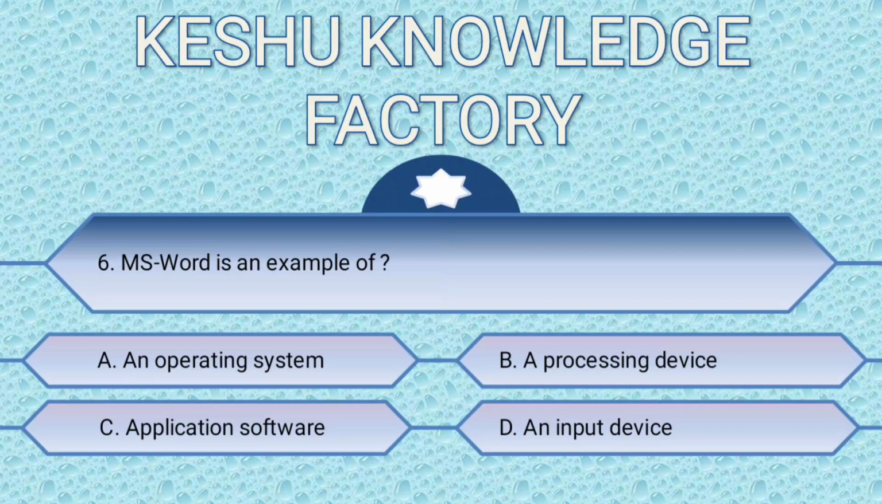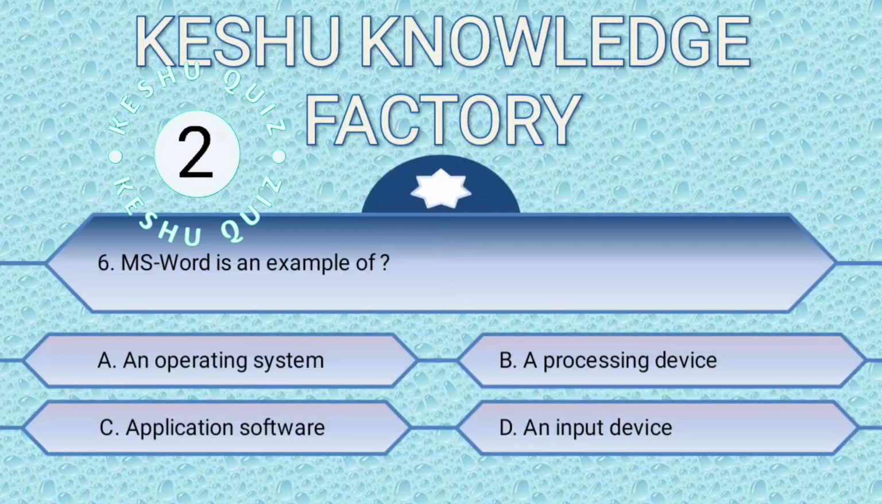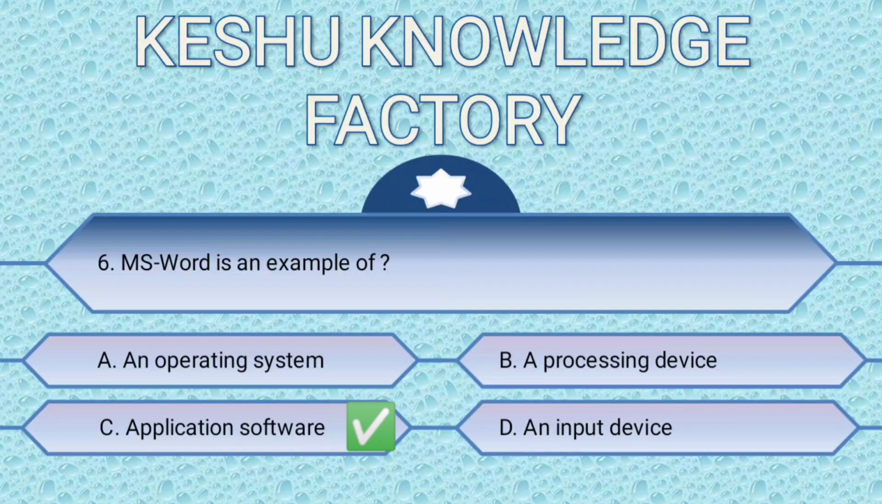Question 6. MS Word is an example of A. An operating system. B. A processing device. C. Application software. D. An input device. Answer is C. Application software.